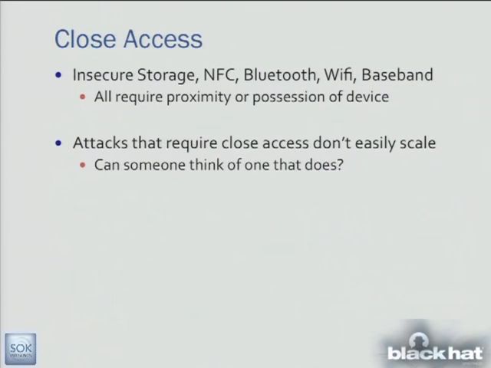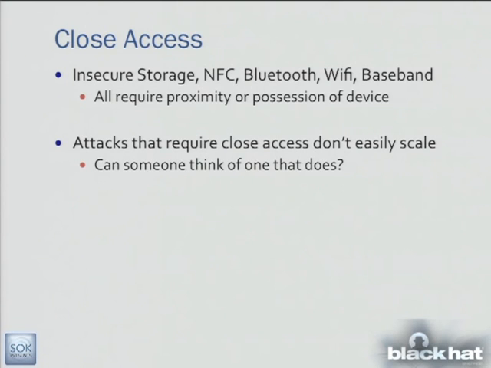Another access vector we have is close access. So this is all the insecure storage, NFC, Bluetooth, Wi-Fi. Charlie Miller doing NFC research. What does it mean? Are all of our phones going to be exploited every time we walk into our favorite coffee shop? So attacks that require close access generally don't scale. They're very hard to exploit on a massive scale, but there is one that scales very, very well.